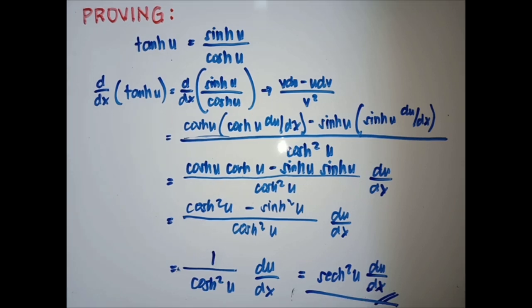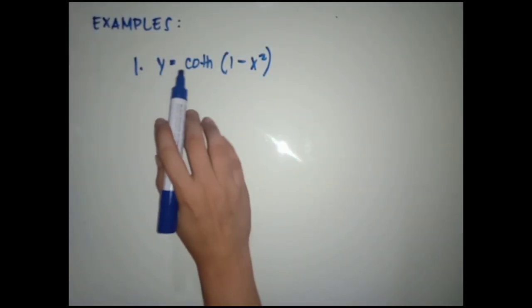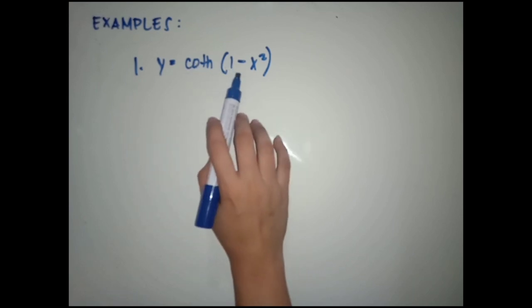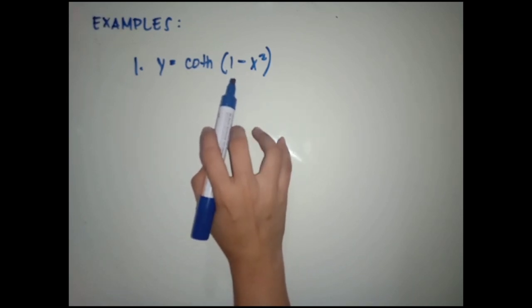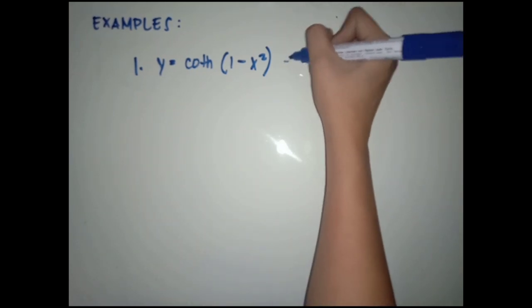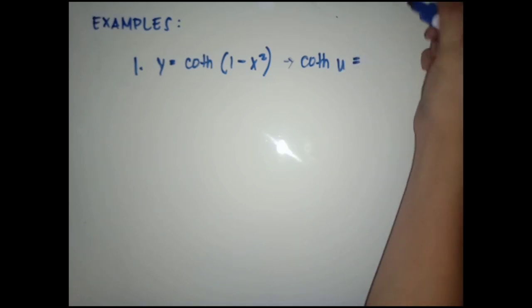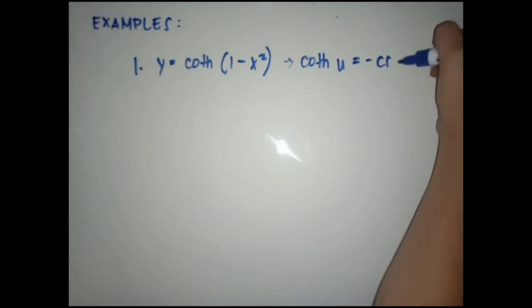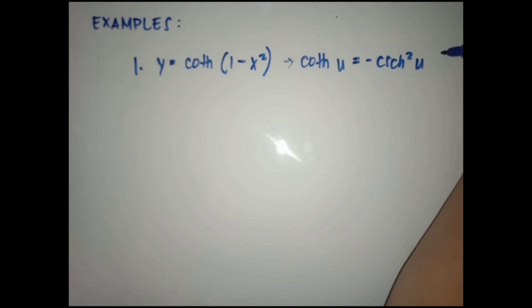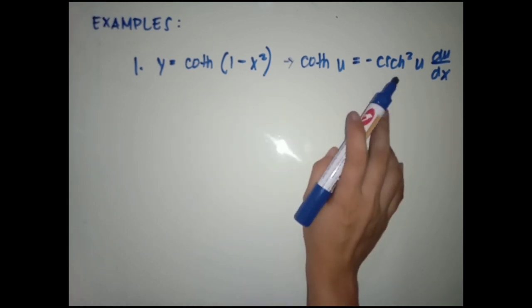So now, let's proceed sa atong mga examples. For our first problem, we have y is equals to hyperbolic cotangent of 1 minus x squared. So sa pag-derive ani, mag-use ta sa derivative sa hyperbolic cotangent. So ato i-write down ang formula sa atong hyperbolic cotangent. So the derivative of hyperbolic cotangent u is equals to negative hyperbolic cosecant squared u times du over dx. Now, makaderive na ta by using this formula. So ato ra ning i-apply.